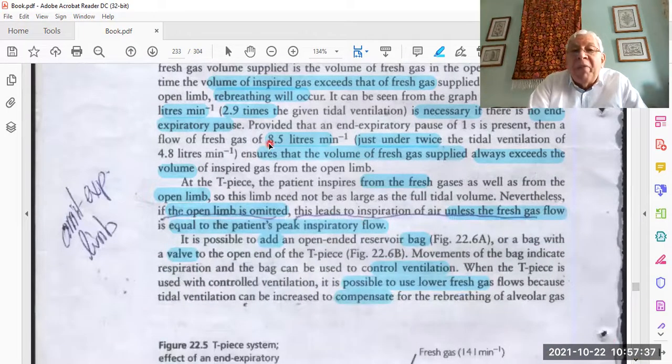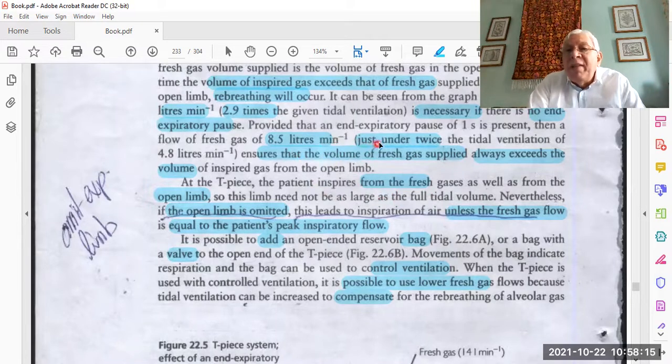I want you to remember the figure 8.5 liters, which is just under twice the minute ventilation of the patient, required whenever there is no expiratory pause. You see, the expiratory pause gives enough time for all the expiration to be expelled. If we don't have this pause and we have less than the required fresh gas flow, the patient will rebreathe from the previous expiration. So this graph will be shown later on.